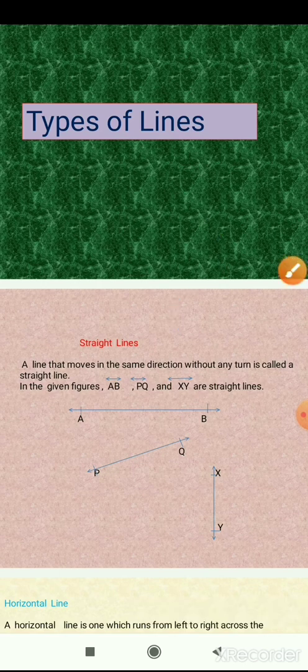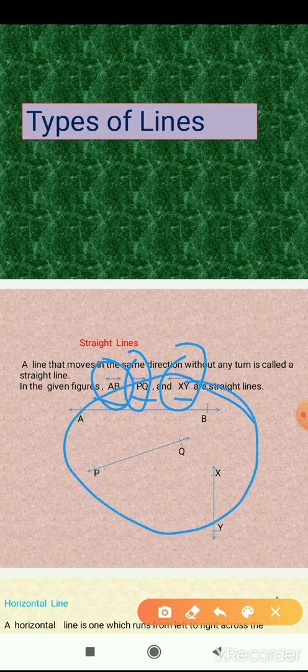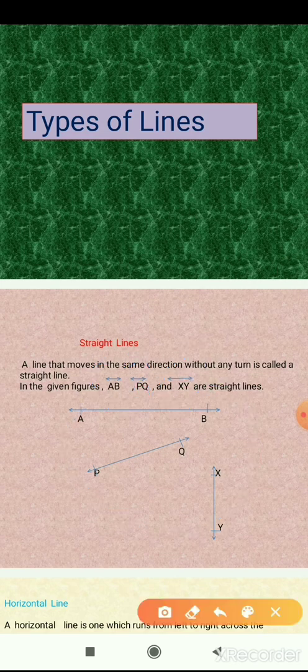The lines shown here in the figure are all straight lines. In the given figures, AB, PQ and XY are straight lines. You know how to denote lines. AB, PQ and XY are all straight lines. Next, there are different types of straight lines.